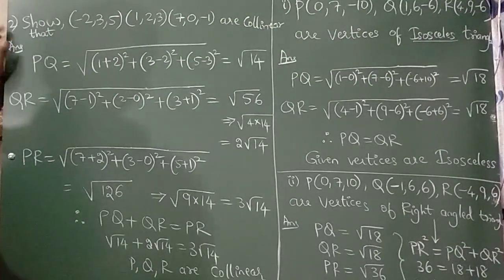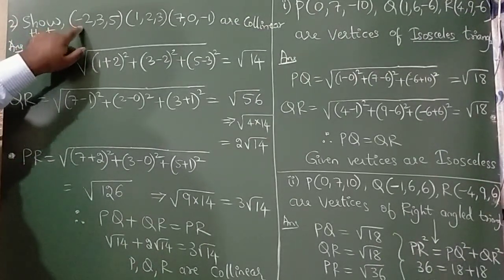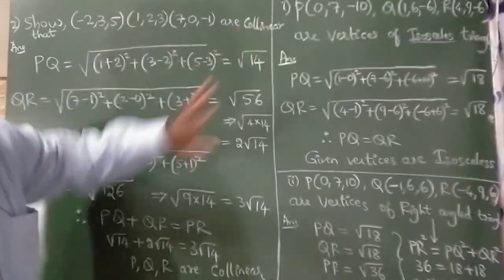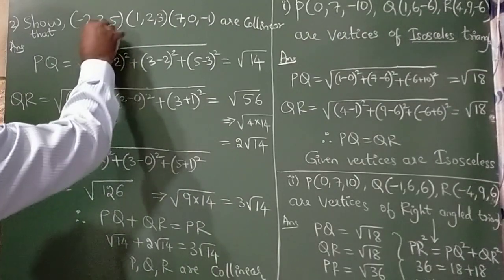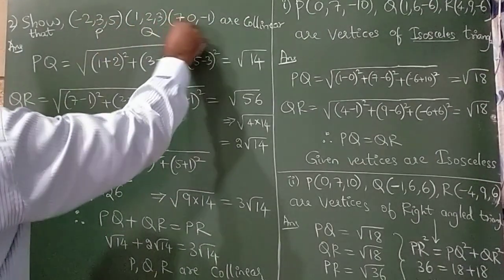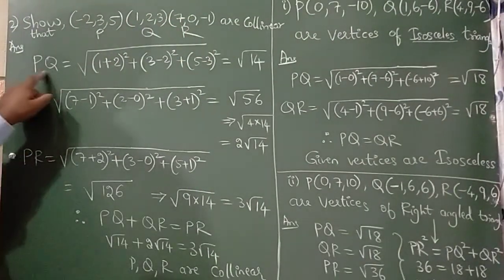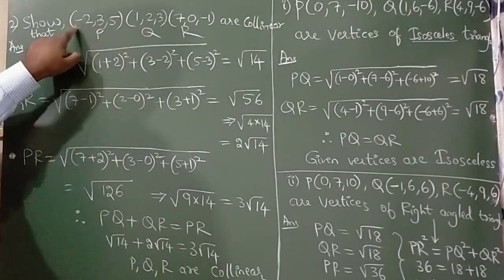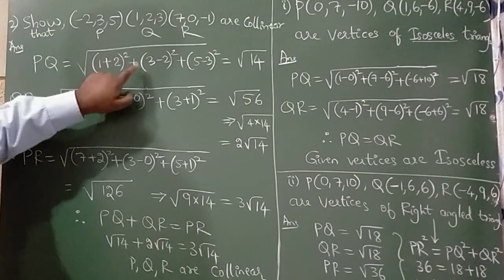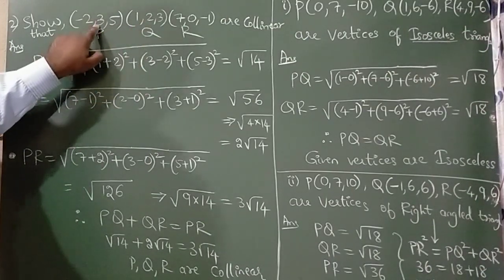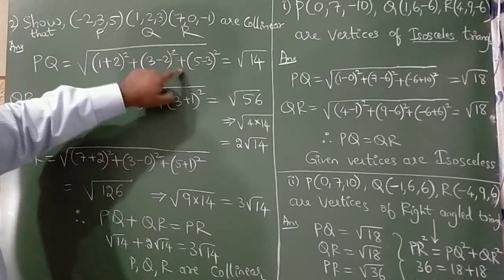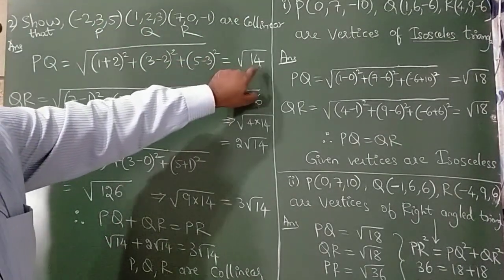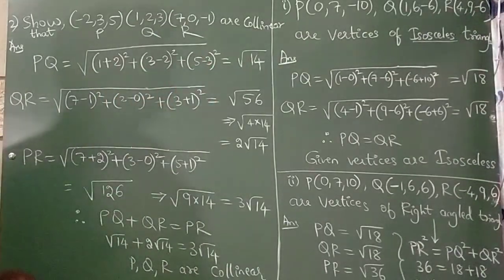Now second question, show that the given points (-2, 3, 5), (1, 2, 3), (7, 0, -1) are collinear. So I'll consider this as P, this as Q and this as R. Now PQ, according to the distance formula, this will become (1 - (-2))², so plus 2 square. Now I can take it like this also: (3 - 2)² plus (5 - 3)². So what do I get? Square root of 14.